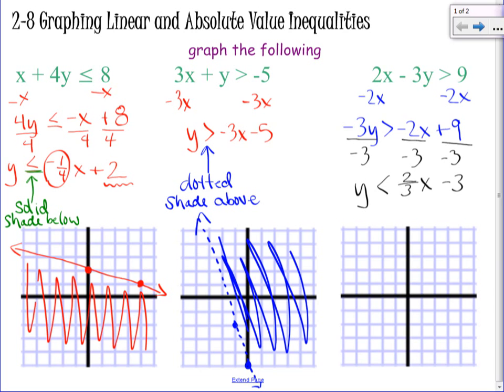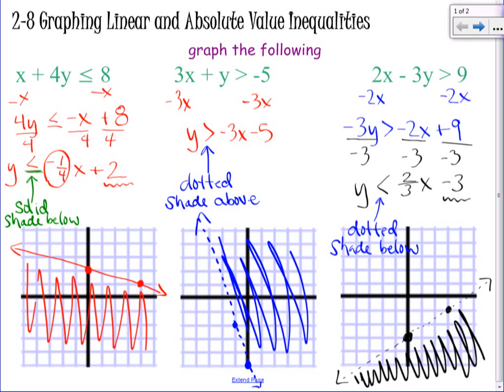We've got negative 3 for our first point from the y-intercept. And where are we going from there? 2/3. So where? Up 2 over 3. What do we know from this? It's dotted. And where are we shading? Okay, so we got a dotted line. Shade below. Questions?